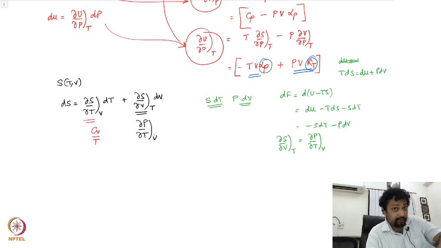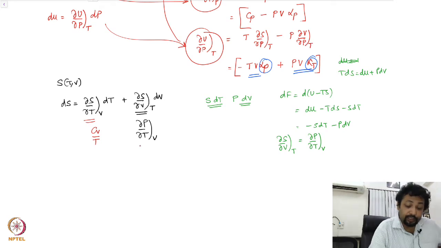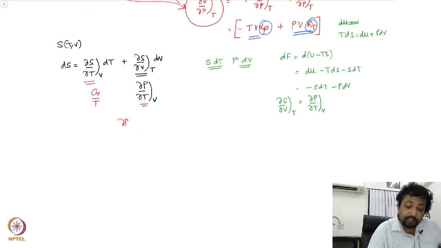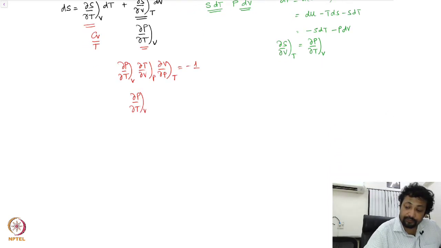It is still not yet finished, but I know how to manipulate this derivative. There is yet another step that is involved here. I use the cyclic identity. Del P del T volume constant, del T del V pressure constant, del V del P temperature constant is minus 1. So always remember del P del T volume constant is equal to del V del T pressure constant, del V del P temperature constant.